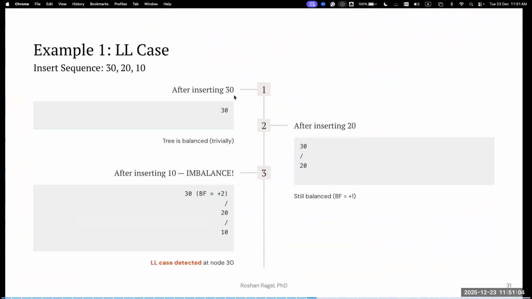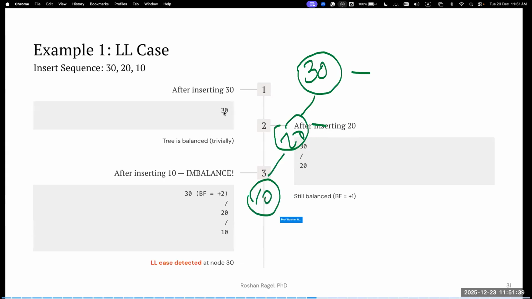So let's say we are inserting 30, 20, 10. So 30 is the first node, balanced. 20 is the second node, still balanced. Why is it balanced? Because the balance factor of this is 0, the balance factor of this is 1, still balanced. We are putting the next one, 10, and it's not balanced anymore, because the balance factor of this is 0, the balance factor of this is 1, the balance factor of this is 2. We already discussed this, the same example.